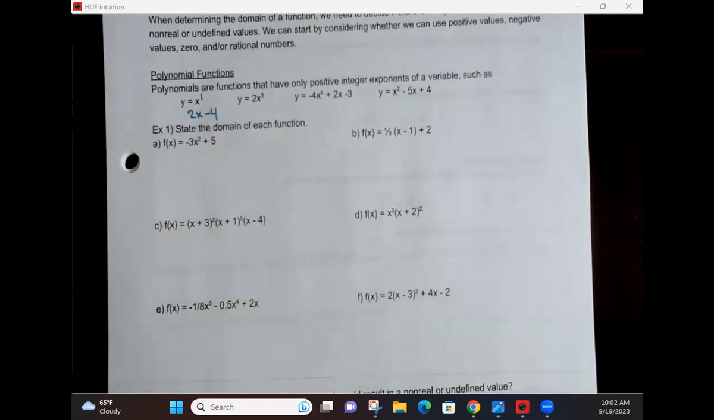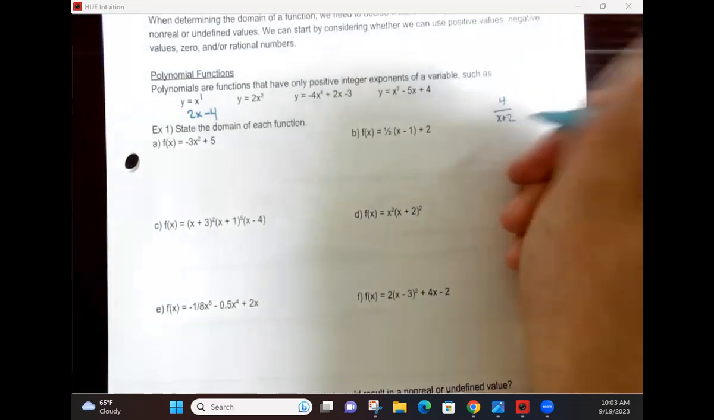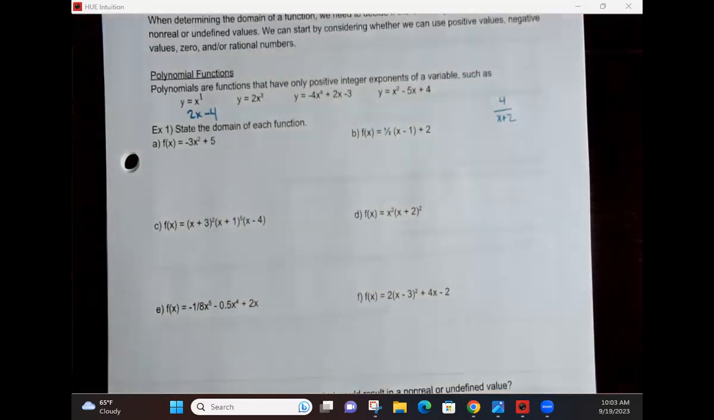So let's talk about undefined. Are there any values I could plug in for x on any of these functions where I would be dividing by 0? Well, one thing to look for is, is there division in any of these problems? Any of these functions? Am I dividing by anything? Do I see like 4 over x plus 2, anything like that on any of these?